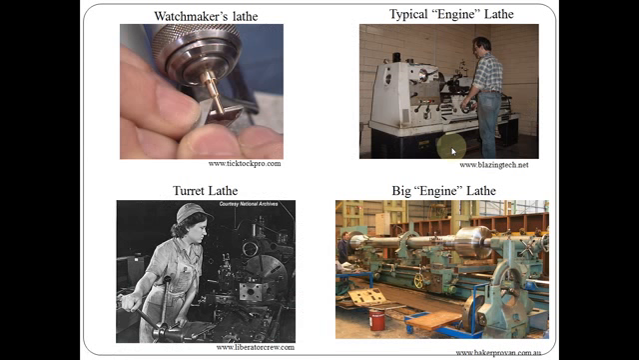So different kinds of lathes are available. One can be a watchmaker's lathe, which is the smallest one, and it can do machining on very tiny parts. The engine lathes are available in our machine shop, and the turret lathe is also available in our machine shop, where multiple tools are held in a turret, and by indexing, it is able to do multiple processes.